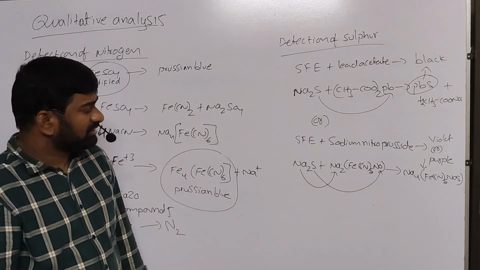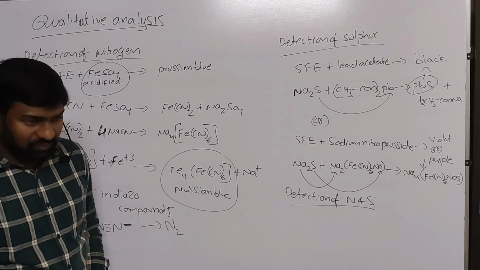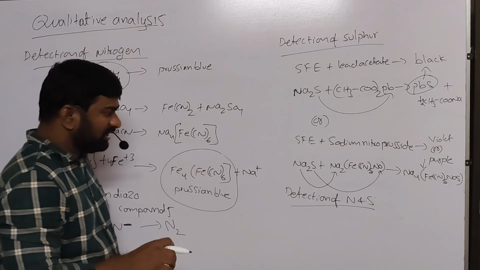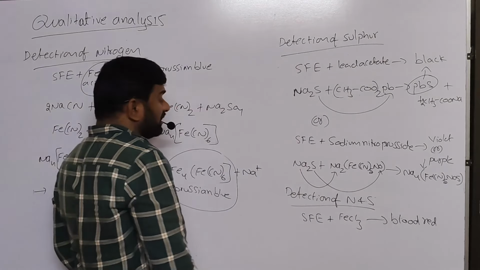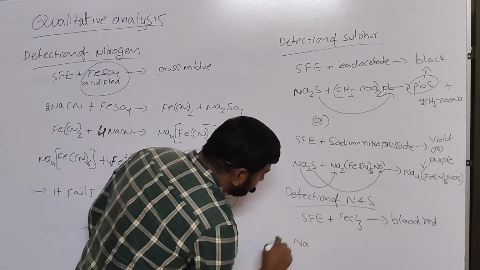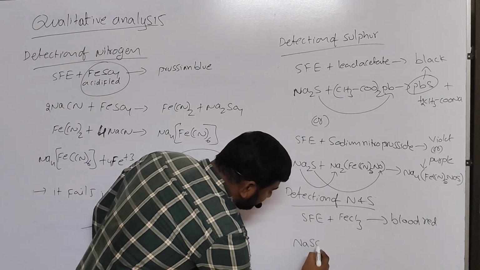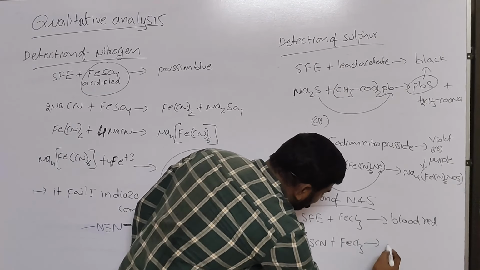Okay, detection of N and S. If both nitrogen and sulfur are present in the given organic compound, how can we identify them? To the SFE you have to add FeCl3. If you get a blood red color, then in the given organic compound both nitrogen and sulfur are present. Here, what is the SFE? If sulfur and nitrogen are present, it is NaSCN. To this, FeCl3 is added.